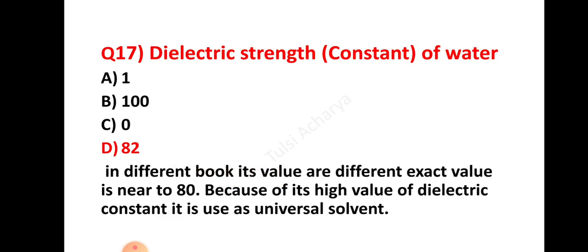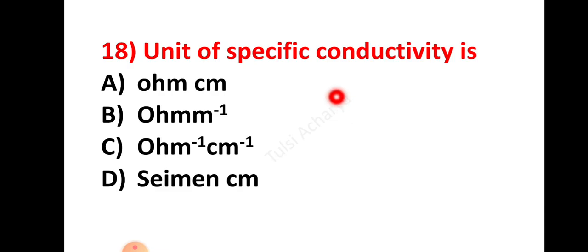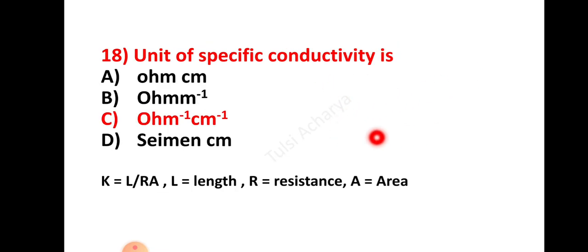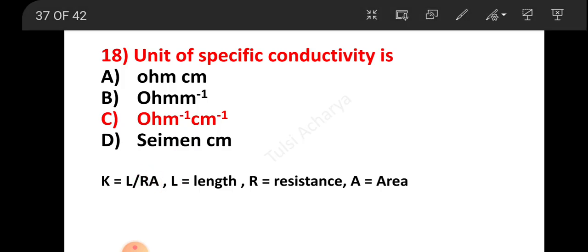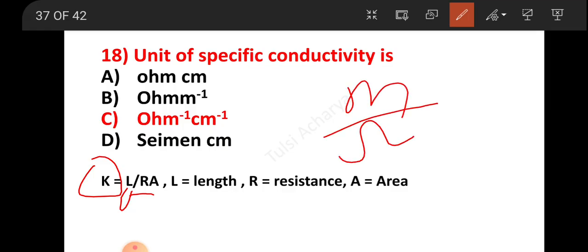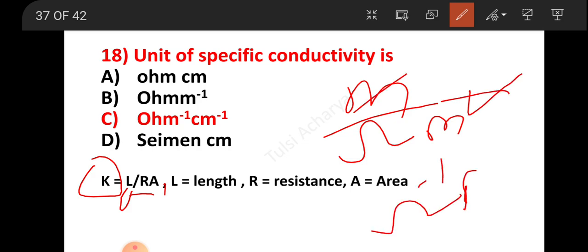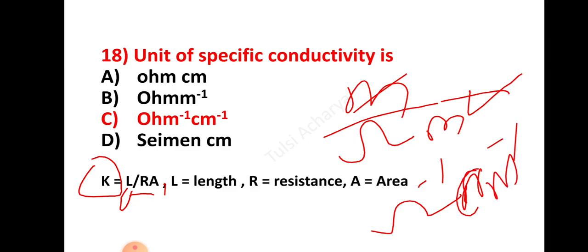Now let's move to question number 18. Unit of specific conductivity is, we know that specific conductivity is defined as K is equal to L divided by RA. Here this K is called specific conductivity, and unit of L is meter, unit of R is ohm, and unit of this area is meter square. Here the meter and this will cancel, so per ohm per meter or per centimeter is the right answer for this question. In this case, option choice C is the correct answer.